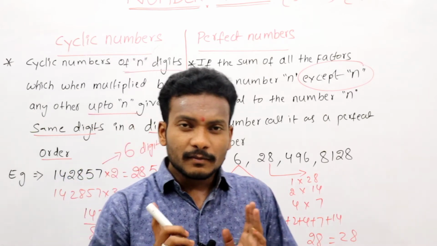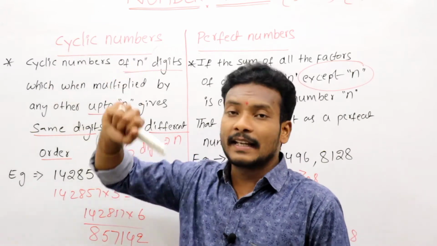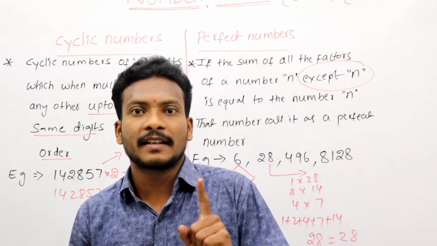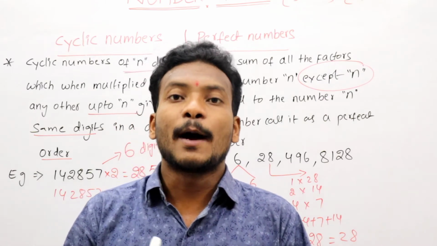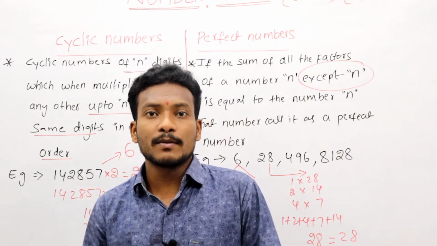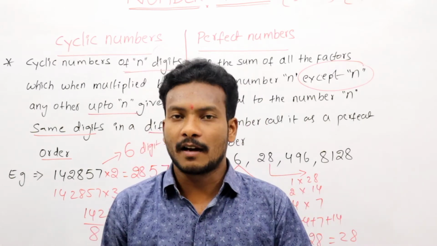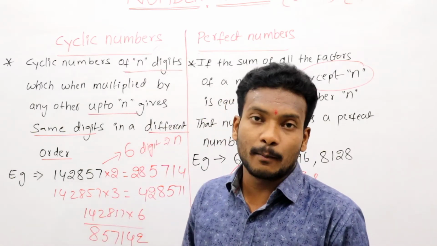What is the definition for a cyclic number? Whenever a number consists of n digits, that number is multiplied by up to n digits, it gives the same digits but in a different order. This is the best example.